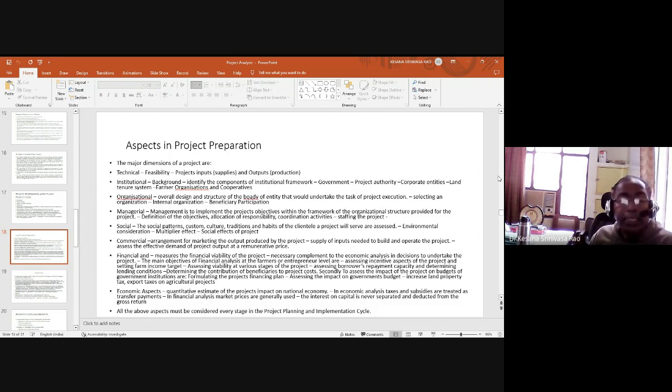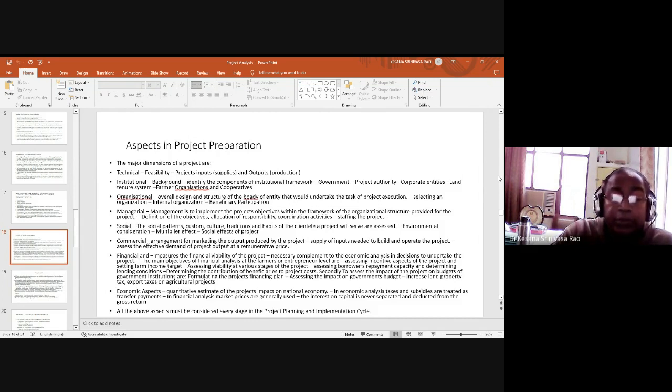Then, economic aspects. Finally, we have to remember that apart from the other components which we have discussed above, the economic aspects also have to be seen. Quantitative estimate of the project's impact on national economy. In economic analysis, taxes and subsidies are treated as transfer payments. In financial analysis, market prices are generally used. The interest on capital is never separated and deducted from the gross return.